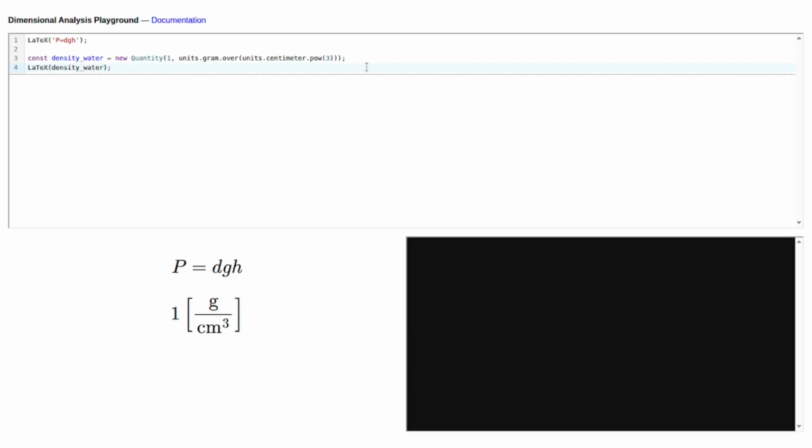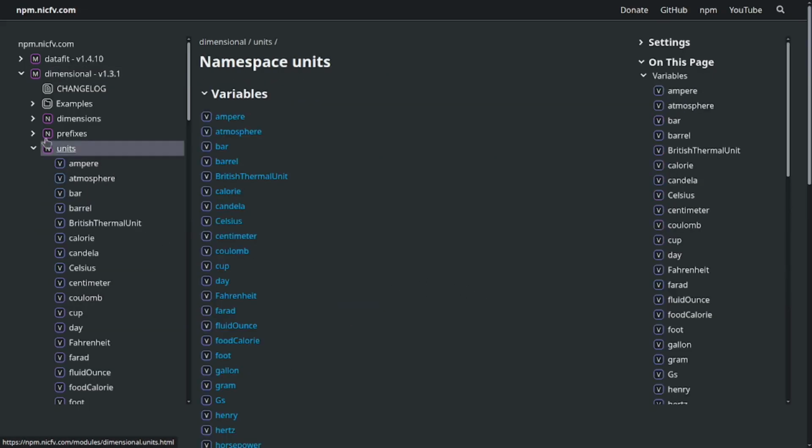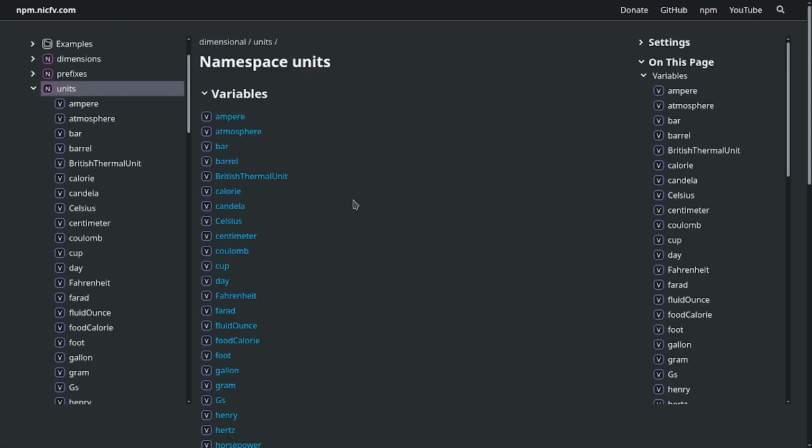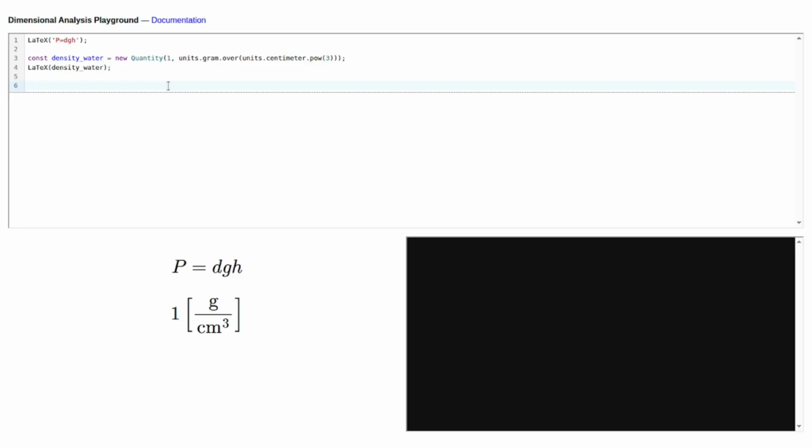And then we're going to move on to the next variable here, which is g. So g is the acceleration due to gravity on Earth, which is 9.81 meters per second squared. But if we go to the documentation here and we check these units, these are the built-in units in the package, we see that g is already represented in here. So instead of redefining meters per second squared, we can just set it to 1g. So I'm going to define this acceleration as 1g.